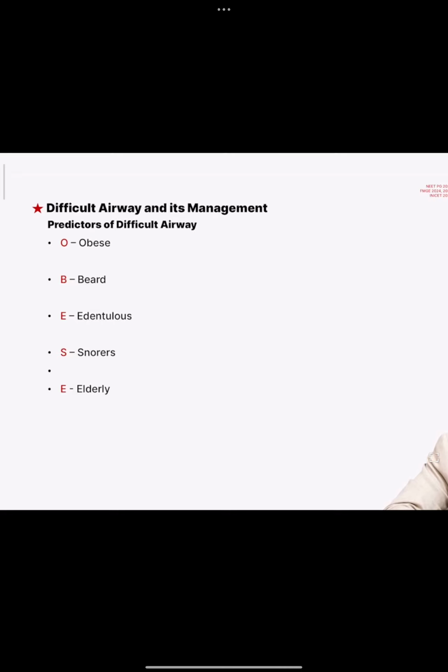Now guys, we are discussing the difficult airway and its management. There are some predictors of difficult airway. The mnemonic is OBESE. O stands for obese patient, B stands for bearded patient, E stands for edentulous patient, S stands for snorers, and the last E stands for elderly patient. They have their own reasons for having a difficult airway.